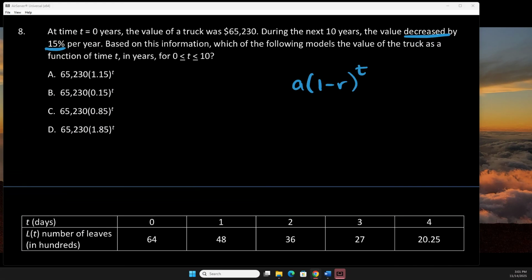All right, and so we want to know which one of these corresponds with that. So A is going to be this initial value, and then we need to do 1 minus 0.15. And 1 minus 0.15 is going to be 0.85. So it should be C.